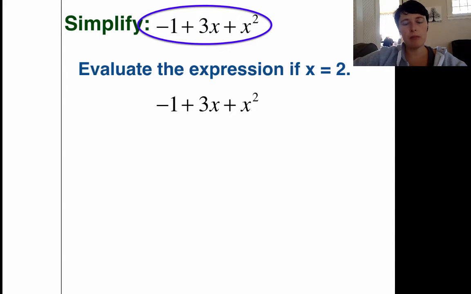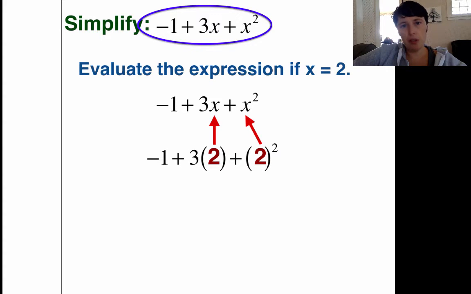We take the problem, negative 1 plus 3x plus x squared, and now that we know that x is equal to 2, we're going to replace x with 2's because we know what it is. So instead of negative 1 plus 3x, it's negative 1 plus 3 times 2 plus 2 squared. And now we evaluate. Now we do our math. We do 3 times 2. We do 2 squared. We do that math.